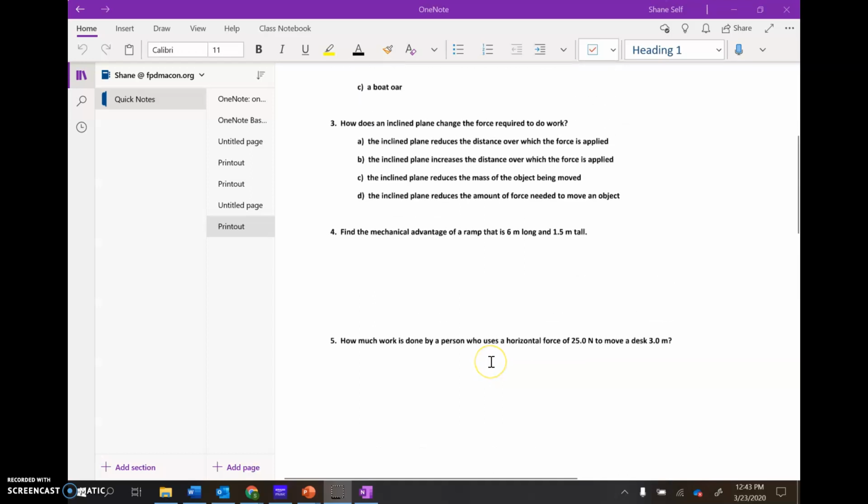All right, guys, one more time. This is going to be a demonstration of how to do the problems on chapter 13.2, worksheet number 2 for simple machines.